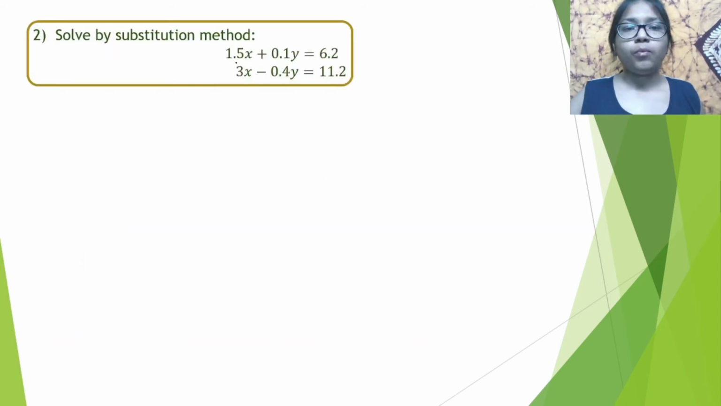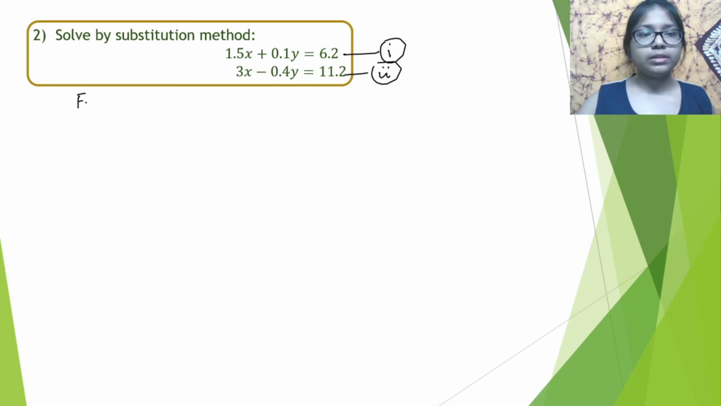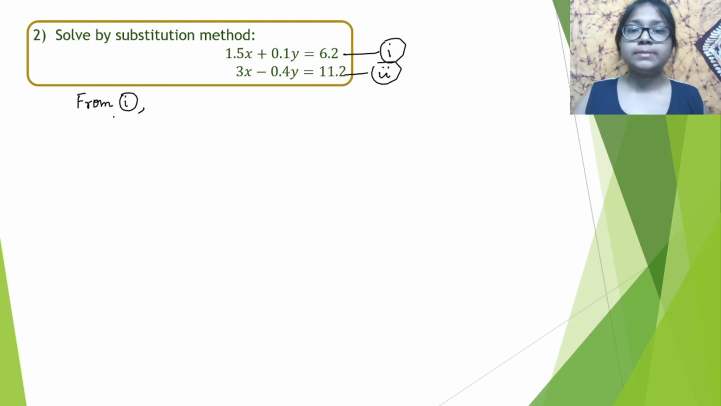Problem number 2, 1.5x plus 0.1y equals 6.2. This is equation number 1. And 3x minus 0.4y equals 11.2. This is equation number 2. From 1, now I will perform substitution of x by y. How?